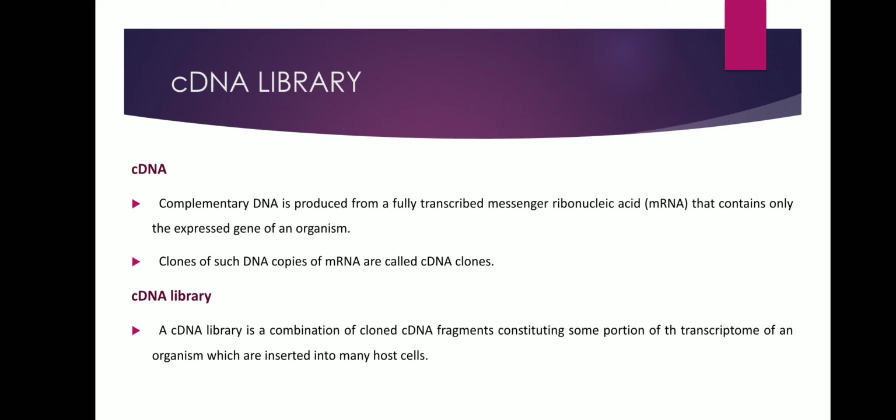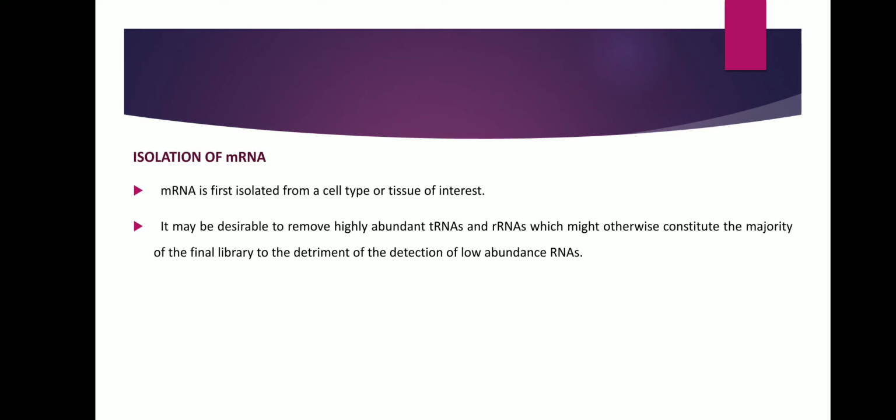Next, the cDNA library. cDNA, complementary DNA, is produced from a fully transcribed messenger ribonucleic acid, that is messenger RNA, that contains only the expressed genes of an organism. Clones of such DNA copies of mRNA are called cDNA clones. A cDNA library is a combination of cloned cDNA fragments constituting some portion of the transcriptome of an organism, which are inserted into many host cells.